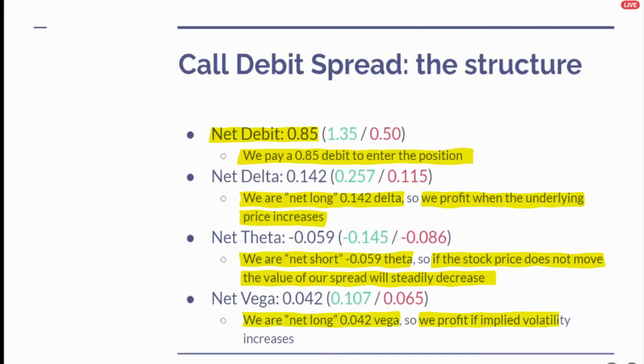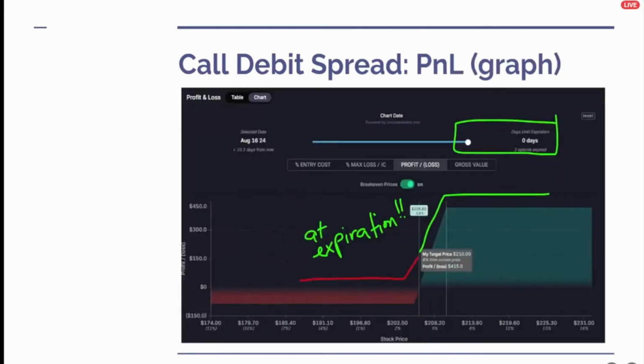So if the implied volatility of JPM increases, then this structure will make you some more money, assuming everything else is held constant. So the big three, the ones you want to keep in mind on a call debit spread, are: you are net long delta, you are net long vega, which is good. You have a negative theta position, right? You're short theta. So if time goes by and nothing happens, you are going to lose money on a call debit spread.